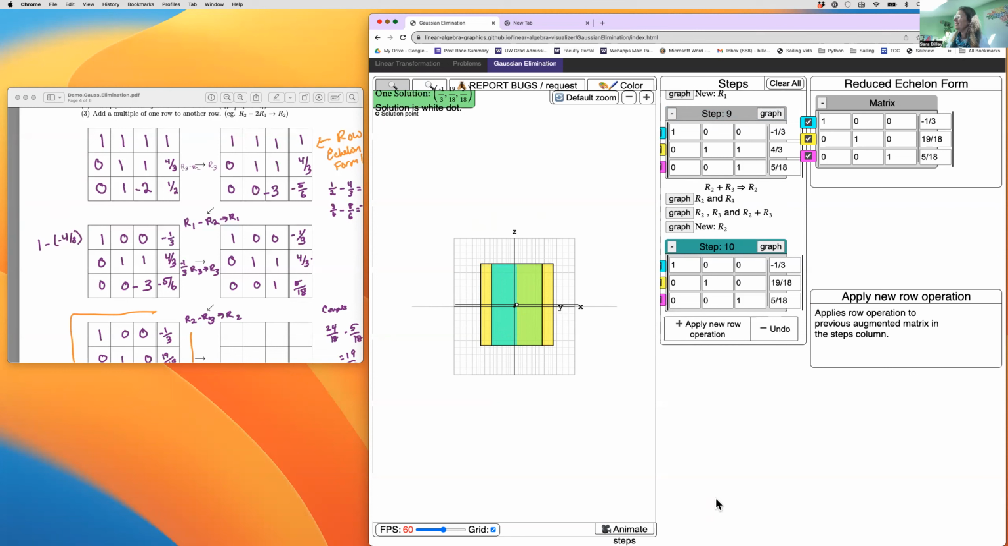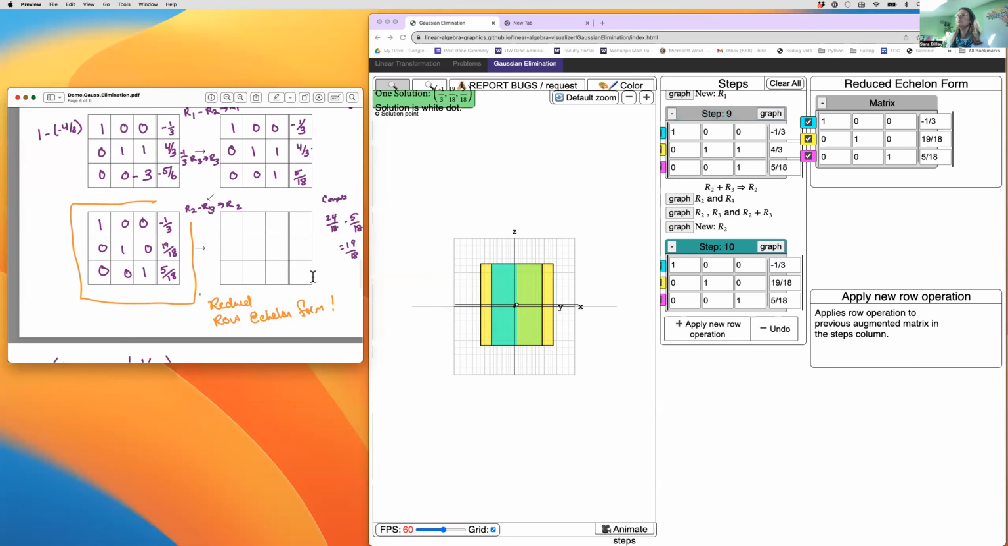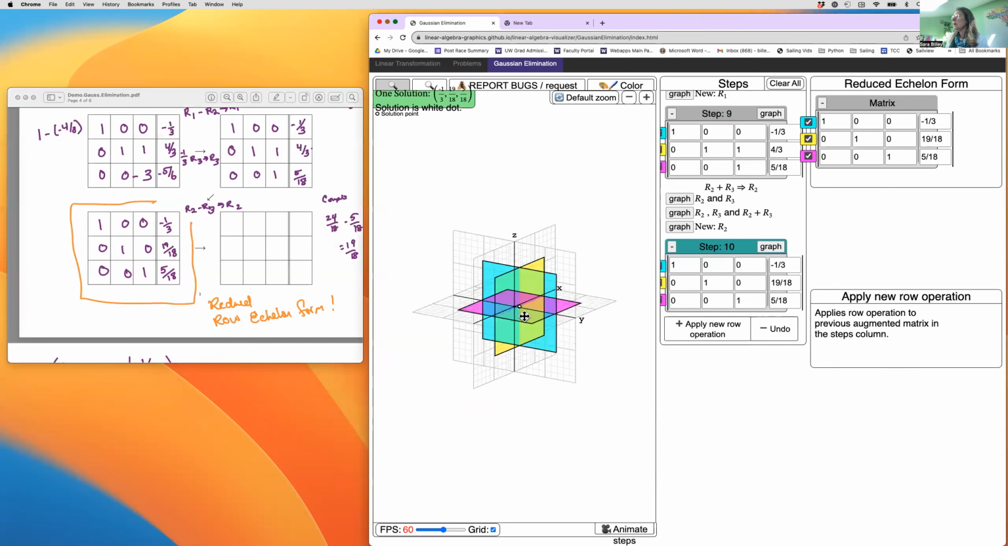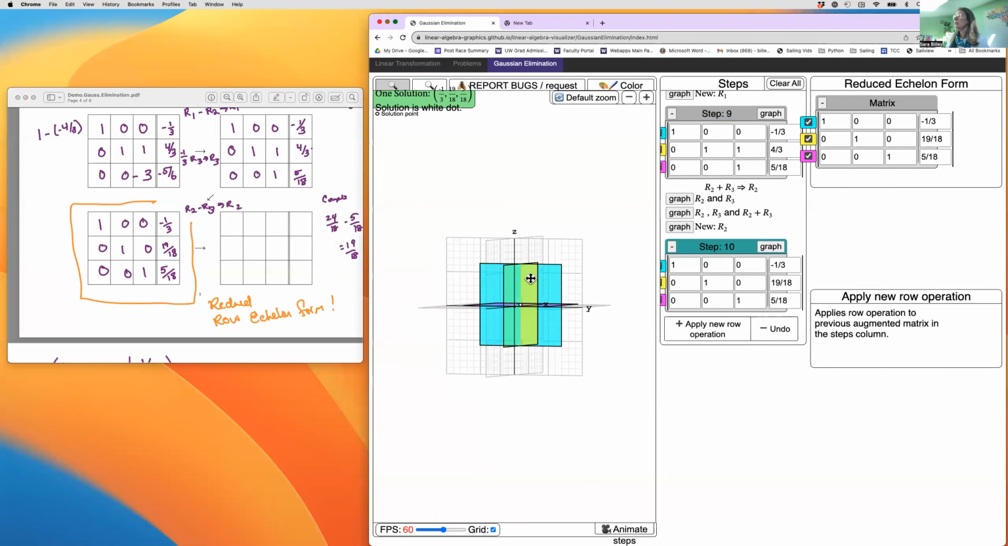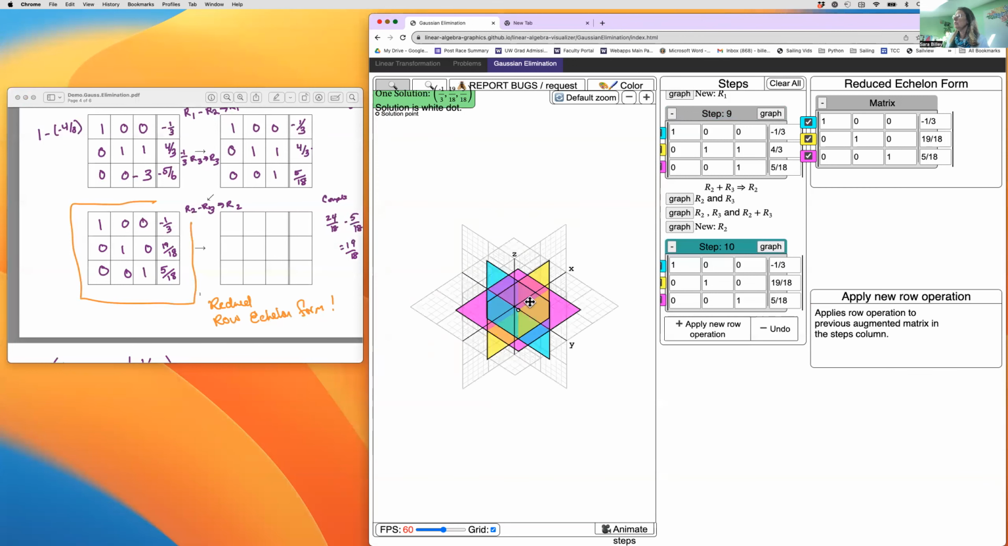Those are the 10 steps to get to the reduced echelon form. It exactly agrees with what the program had produced in the beginning. Here it is. We're happy to see it because now we know how to solve our original problem. But before I go back to the problem, take a look at this. I'm going to spin the hyperplanes around. What's special about these hyperplanes now? They're orthogonal. It's really cool.